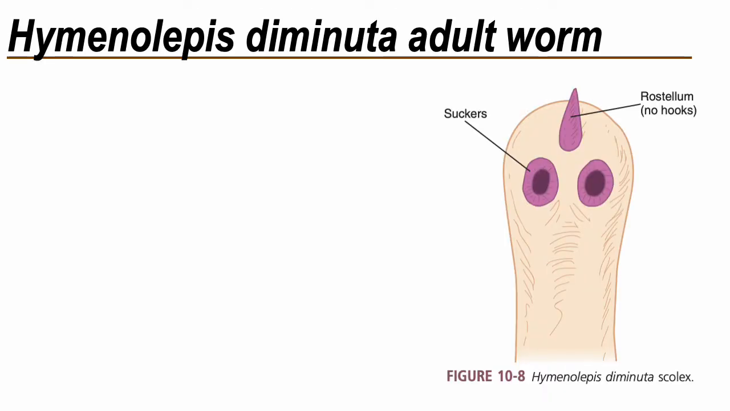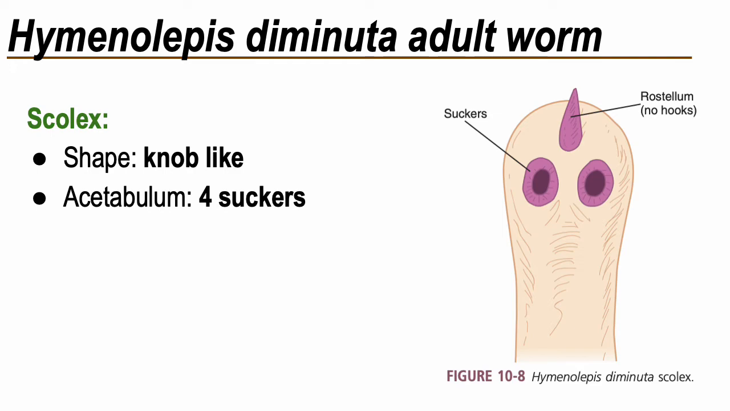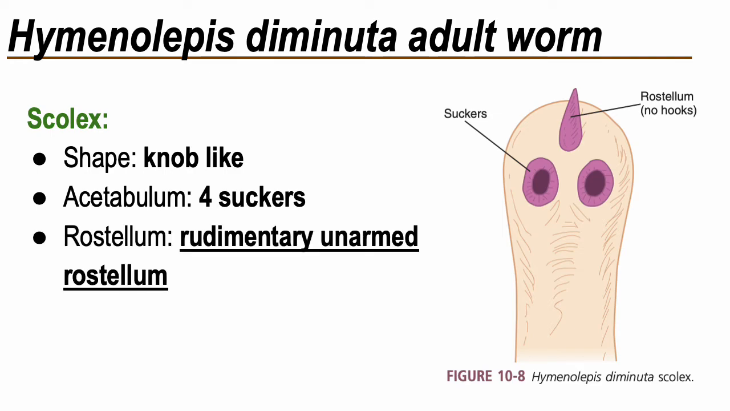Now let's talk about the adult worm for Hymenolepis diminuta. For the adult worms, their scolex is shaped as a knob, and it has 4 acetabula or suckers, similar to all cyclophyllideans. The rostellum of this parasite is unarmed and rudimentary, just like here in this picture. That means the rostellum is pointy, and at the same time, it does not contain any hooks or hooklets.